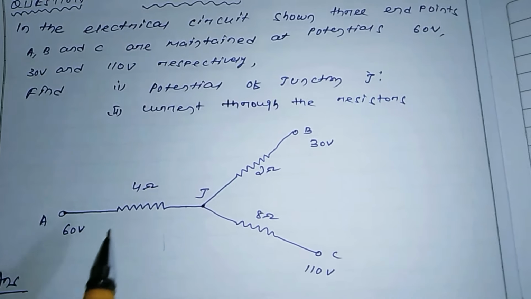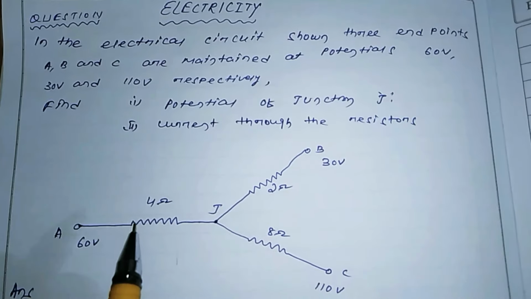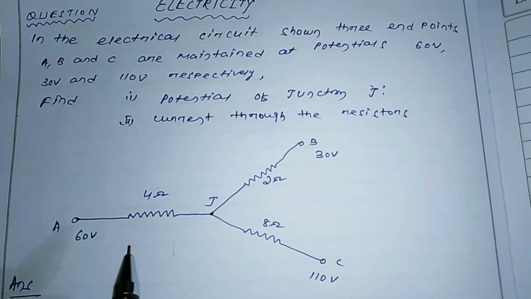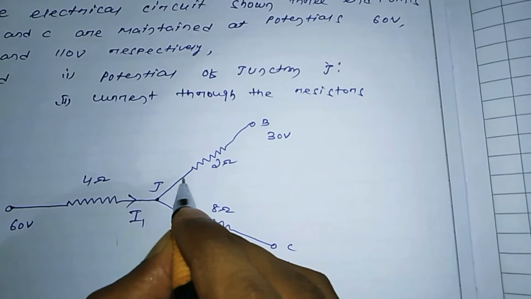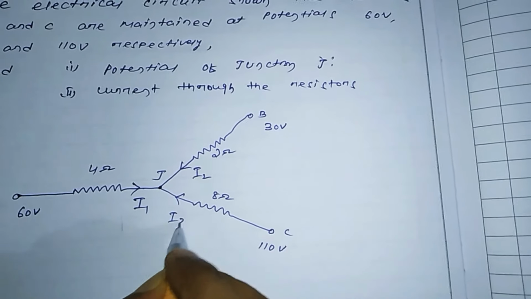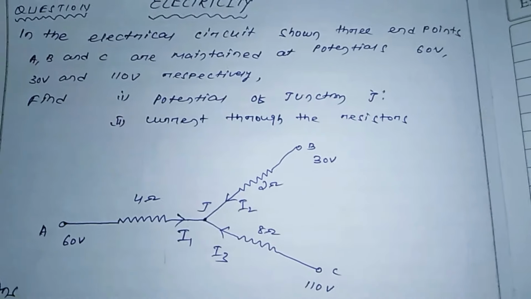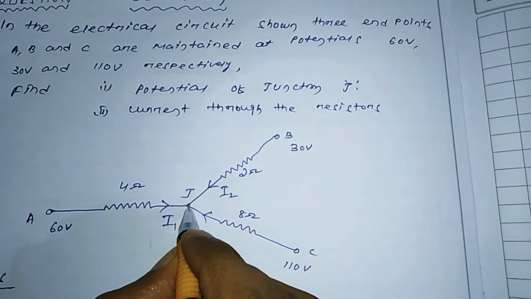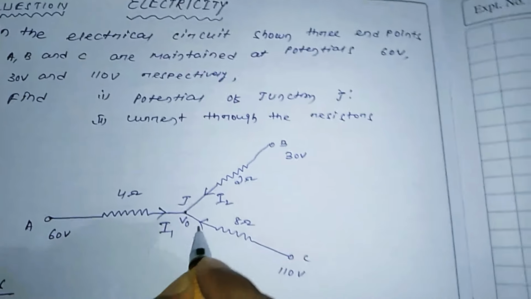So there are three endpoints, A, B and C, at 60 volt, 30 volt and 110 volt respectively. There are three resistors, namely 4 ohm, 2 ohm and 8 ohm. Let us consider this current I1 flowing from A to J, that current I2 flowing from B to J, and that current I3 flowing from C to J. At the junction J, let us consider the potential to be V0.